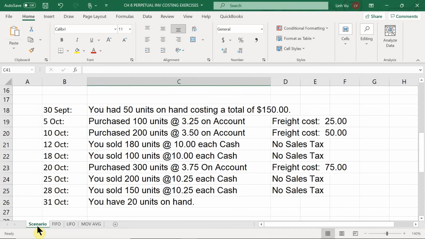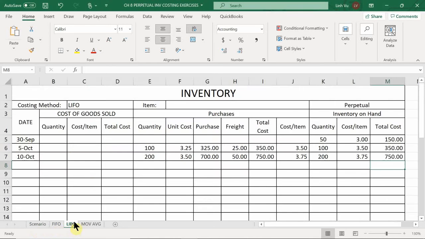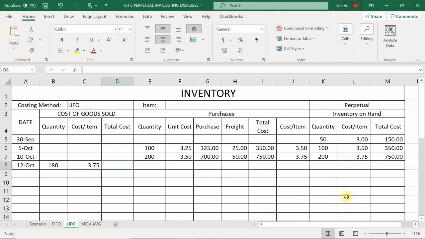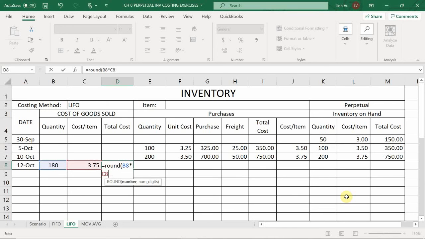So then on October 12th, we sold 180 units at $10. So let's look at our batches of inventory. We have 3 batches of inventory, right? One for 50, one for 100, one for 200. We are using LIFO this time, so we would take it from the last one of 200. And the cost per item in this one is $3.75, so it gives us a total cost of $675.